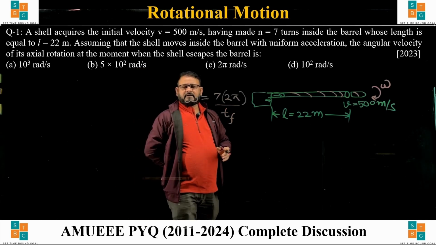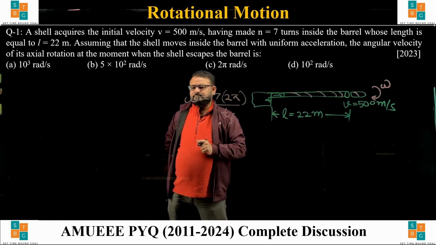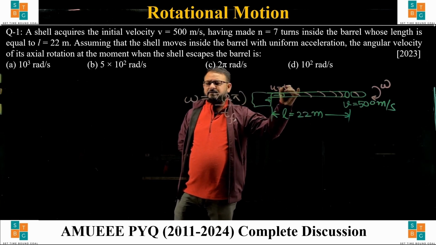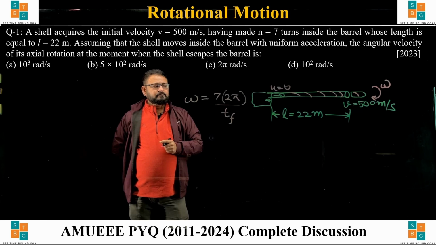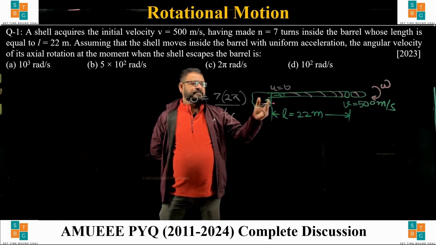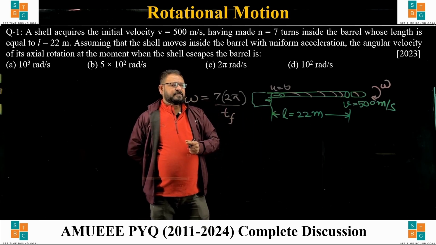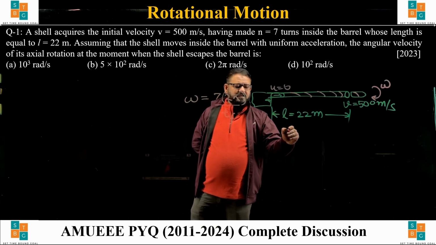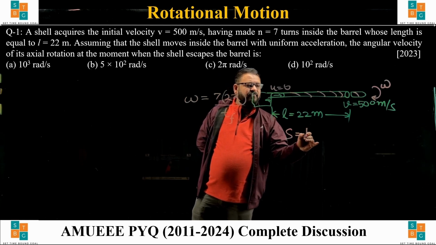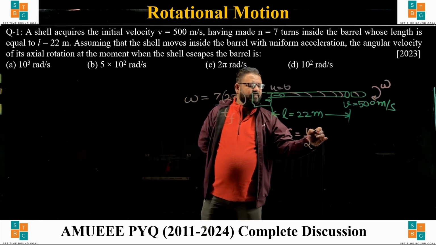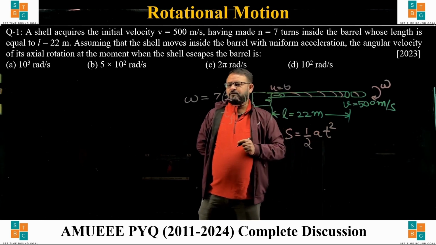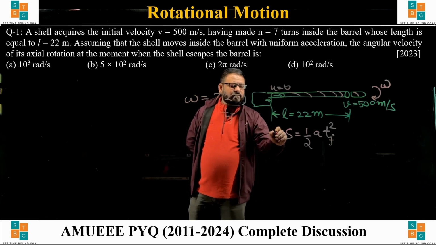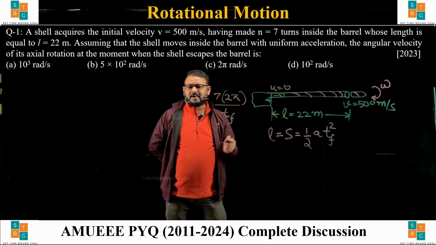Now we have been given V and L. Imagine V and S, U is 0, right? This is where the bullet begins, and this is uniformly accelerated motion. Now our interest is to get the time of flight, which is easy. S equal to half A T square we would use, and T will be the time of flight. Right, and S is equal to L, because this is the length of the barrel.